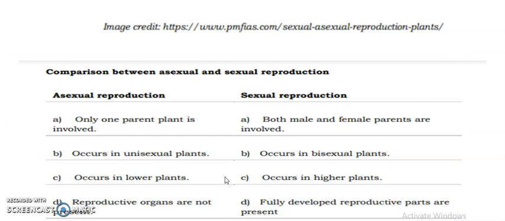Then, let's proceed to the comparison between asexual and sexual reproduction. Let's start with the number of parents. In asexual reproduction, there is only one parent involved. For sexual reproduction, we have two, the male and the female parents.